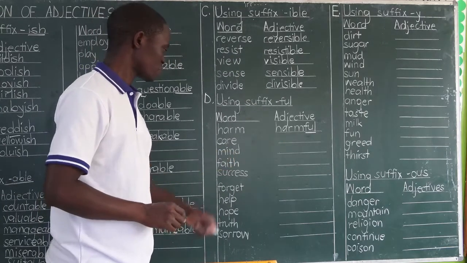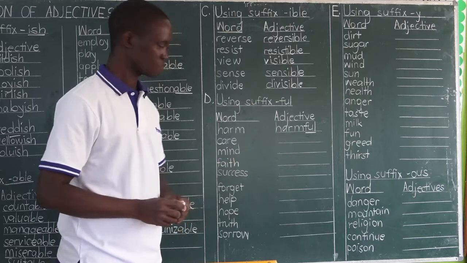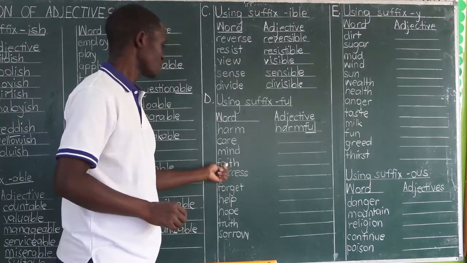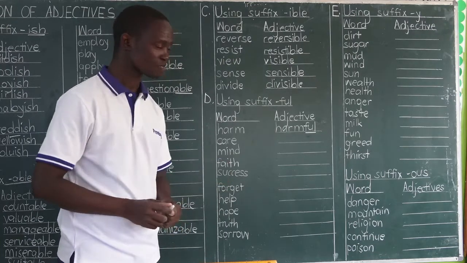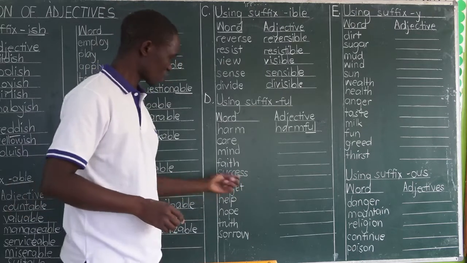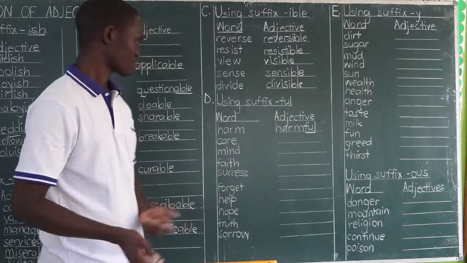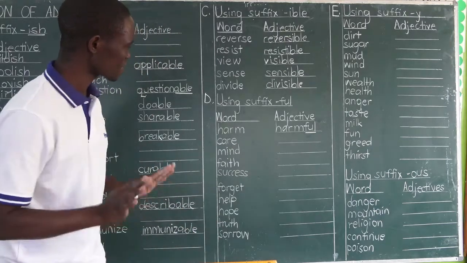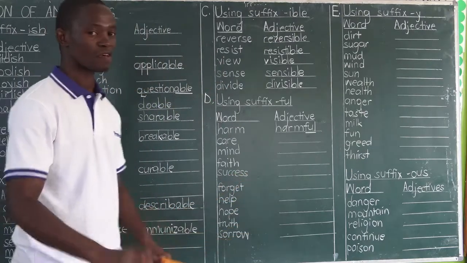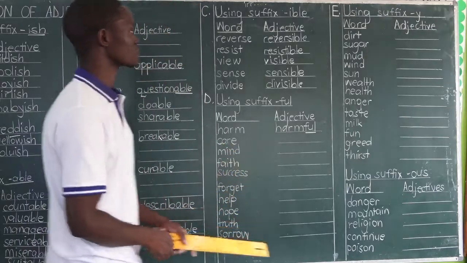Follow the same step and form the adjective from mind. The same step again. You form an adjective from faith, which should be faithful. Then success, forget, help, hope, truth, and finally sorrow. No rocket science, nothing hard here. Just get the original word given, then add ful. Finished. You'll have formed the adjective from that word.